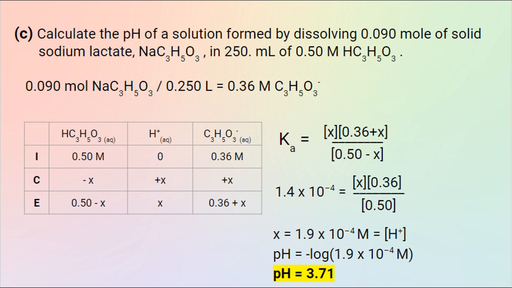But for this we can use the shortcut method. So we have x times 0.36 over 0.5 is equal to 1.4 times 10 to the negative 4, and then you solve that algebraically to isolate x to get 1.9 times 10 to the negative 4 molarity, which is our concentration for H plus. And so we can find the pH by using the negative log of the concentration of H plus, and after we calculate that we get a pH of 3.71.